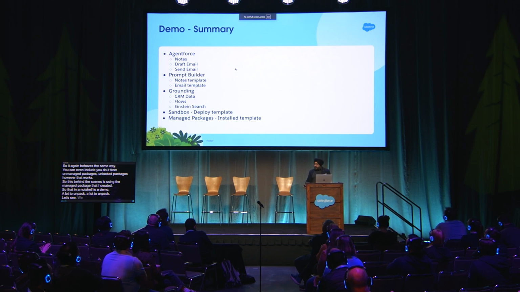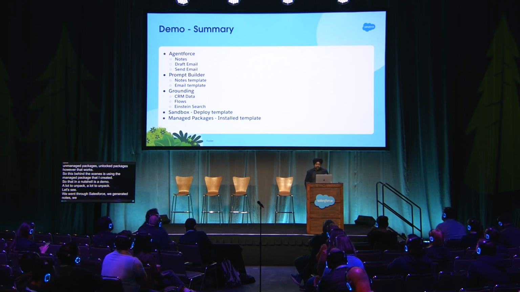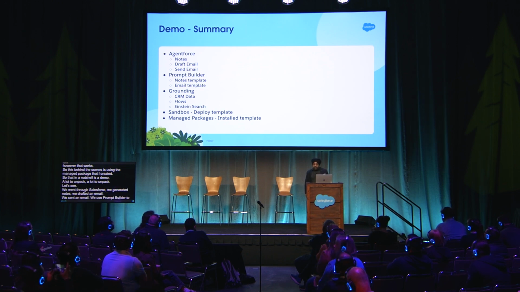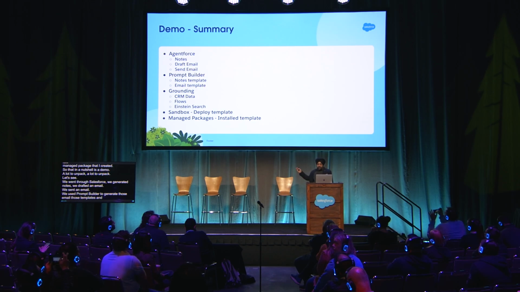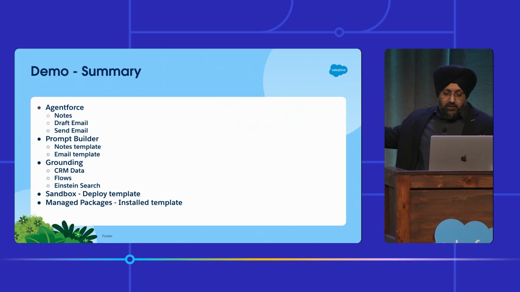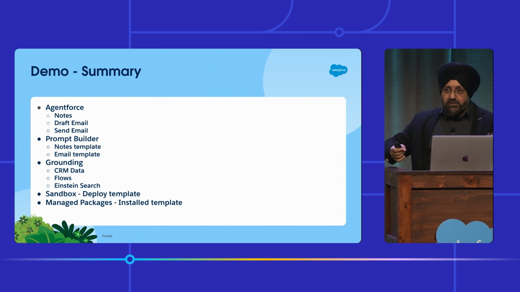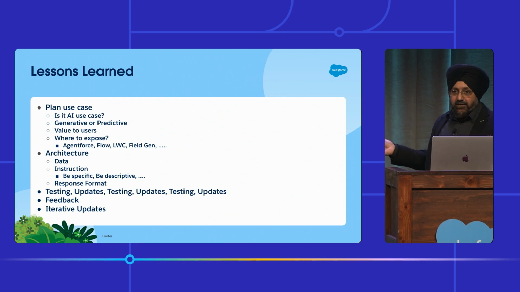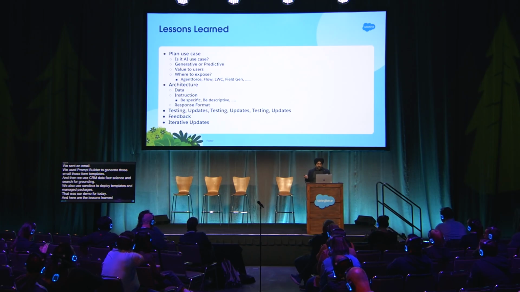We went through Agentforce, we generated notes, we drafted an email, we sent an email, we used prompt builder to generate those prompt templates, and then we used CRM data, flow, and search for grounding. We also used sandbox to deploy templates and managed packages. That was our demo for today. And here are the lessons learned that I've gone through.